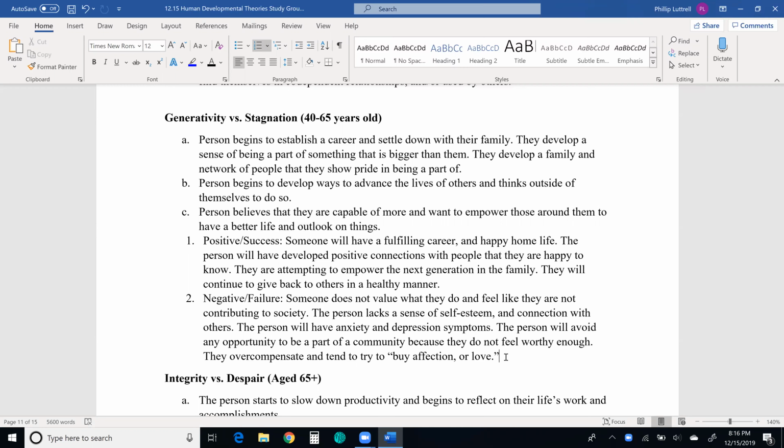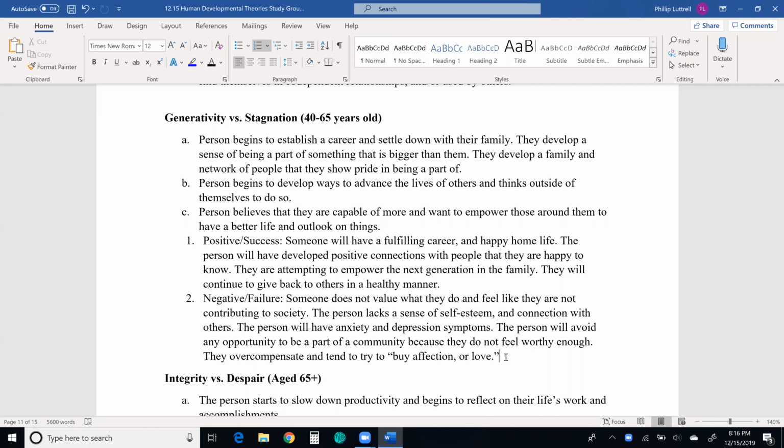A negative or failure here is when someone does not value what they do and feels like they're not contributing to society enough. So the person lacks a sense of self esteem and connection with others. So the person will have anxiety and depression symptoms based on the fact that they feel that they're not meeting the roles that they had set in their mind or what other people told them was important. So the person will avoid any opportunity to be a part of the community because they do not feel worthy enough to be able to do so.